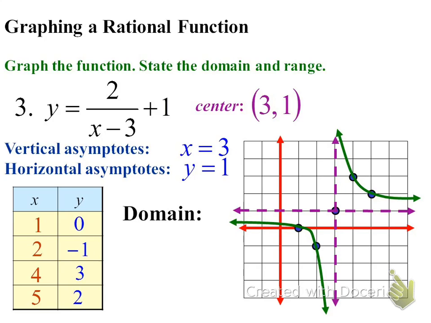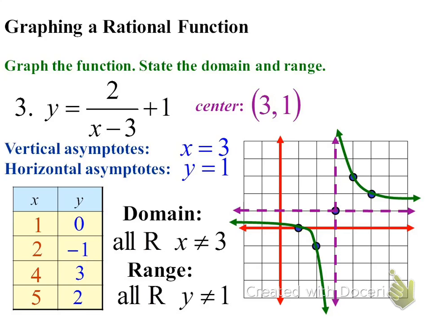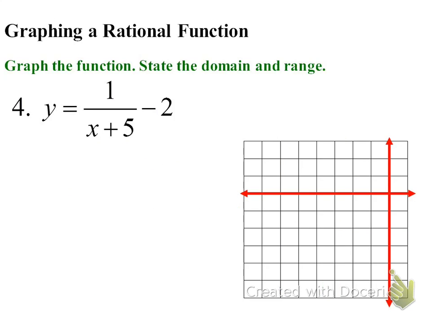All right. Domain. All the x values besides 3. The range is going to be all the y values except 1, again, because those are our asymptotes. So once you figure out the asymptotes, the rest of it's just kind of the same process. Questions?